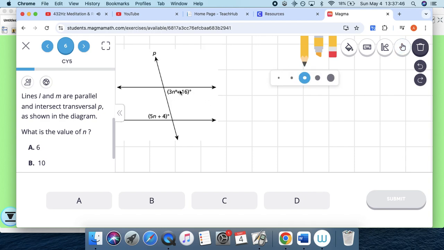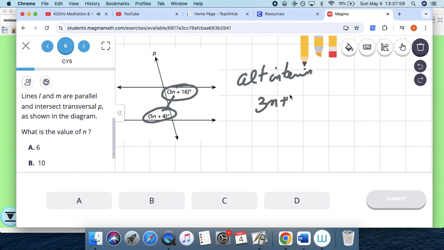Okay. So notice that these two angles are in between the two parallel lines, and they're diagonal from each other, so it makes them alternate interior. And if I know that they're alternate interior, I know that they are equal to each other. They have the same value. So 5n plus 4. We have variables on both sides, so let's get rid of 3n.